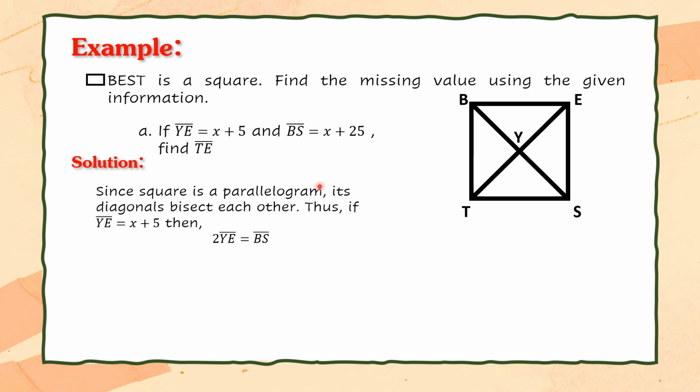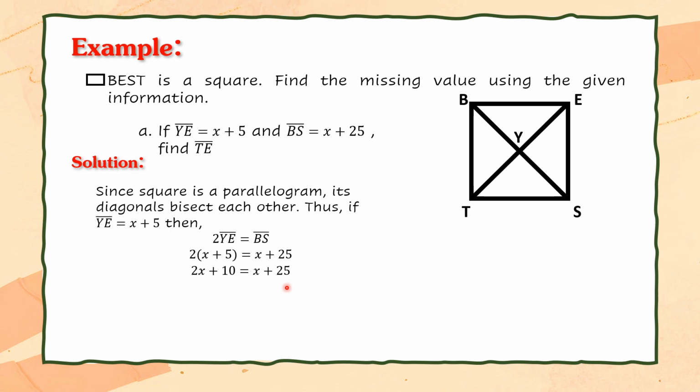Remember, we are first solving for the value of x. Substituting our given, YE is equal to x plus 5 and BS is equal to x plus 25, into our equation, we will have 2 parenthesis x plus 5 is equal to x plus 25. To remove the parenthesis on the left side, we use the distributive property. 2 times x is 2x, and 2 times 5 is 10. So the left side will now be 2x plus 10 equals x plus 25.